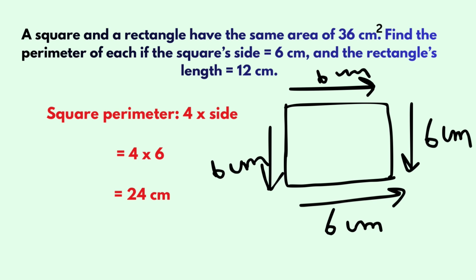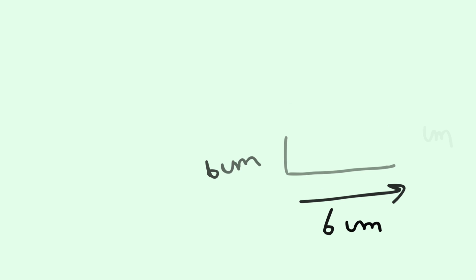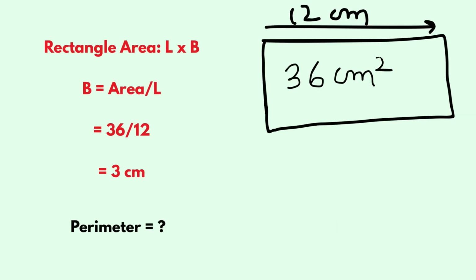So now we have a square with all the same sides, 6 centimeter. We know the perimeter of a square is 4 multiply side. So 4 multiply 6 gives us 24 centimeter. Now we have a rectangle with a length 12 centimeter and area we have been given 36 centimeter square. We have to find the breadth. So breadth will be area divided by length. Area is 36. We will divide it by 12. Simplify it. We got 3 centimeter, the breadth.